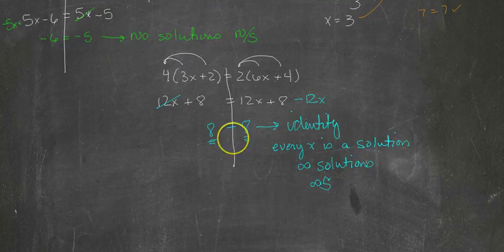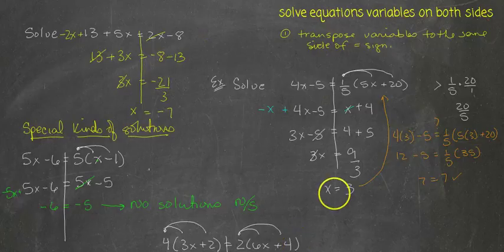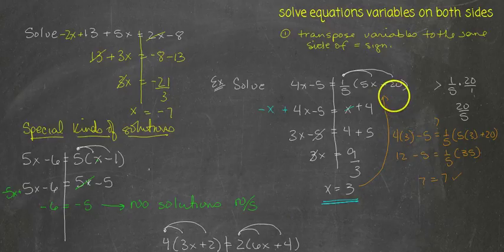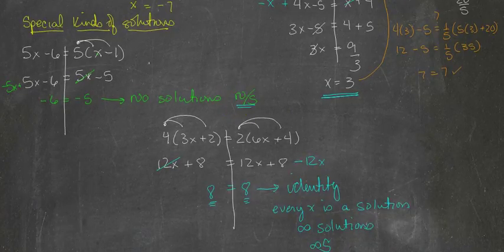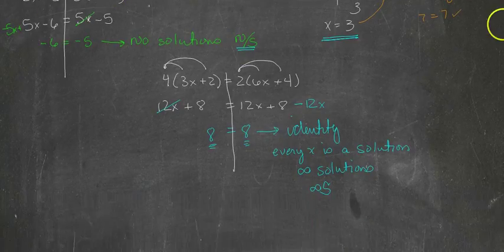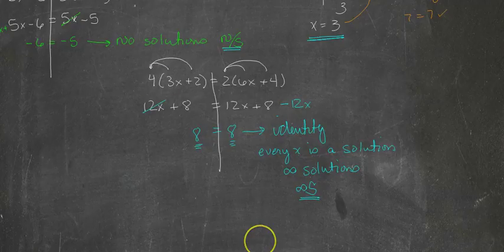So, two special cases. For equations like the ones we're working on, you're either going to get one answer that happens to be the correct answer, one solution, or you're going to get no solutions, nothing will make this a true statement, or you're going to get infinitely many solutions, or every x you choose would make this a true statement.